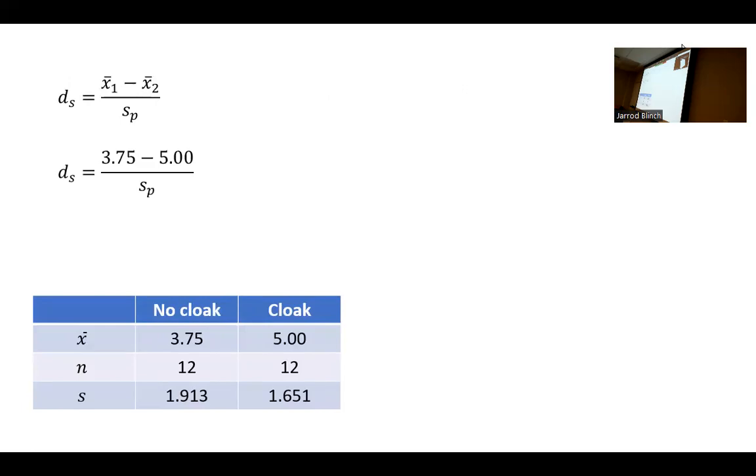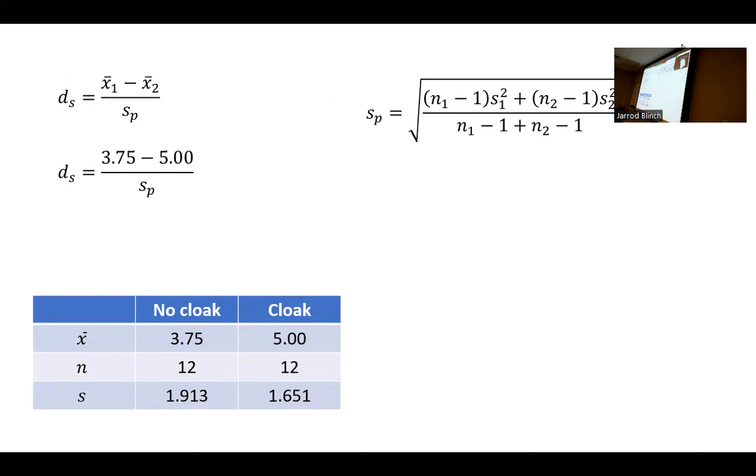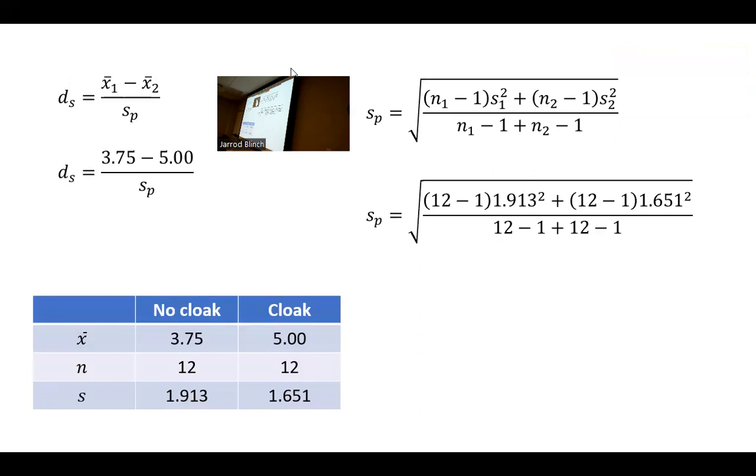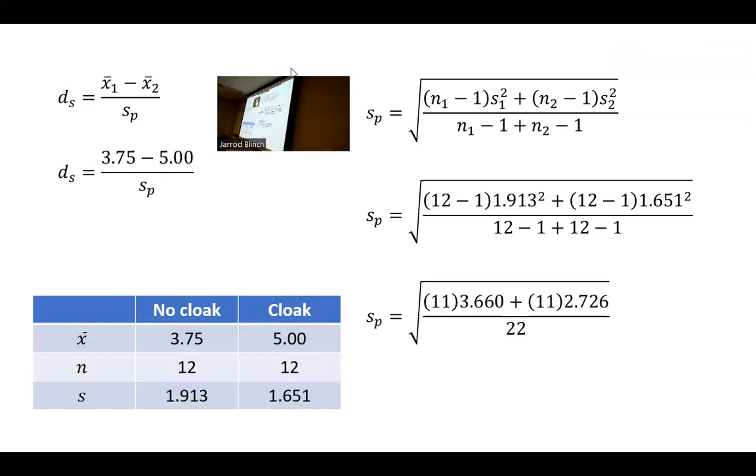I think we'll go through the math here. But the mean difference, remember, was negative 1.25. The pooled standard deviation is the one that's always a little harder to get right, because you have to do the order of operations properly here. But both groups have 12 participants. There's our standard deviation. We're going to square it to get variance. Degrees of freedom is the denominator. And we get a pooled standard deviation of 1.787.